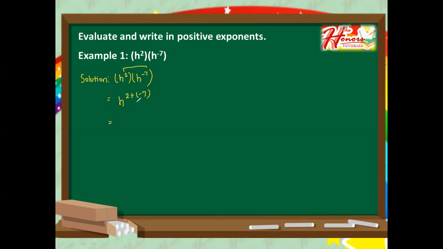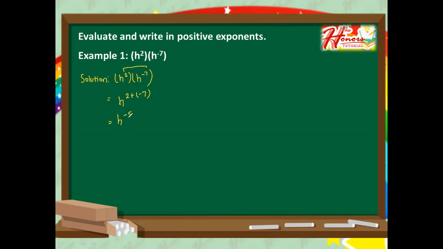As you can see here, we have different signs, a positive number and a negative number. So therefore, we have to subtract the numbers. So 2 minus 7, that's 5. And then copy the sign of the larger number, which is negative. For your base, kindly copy it.